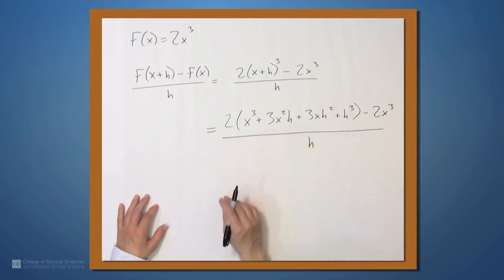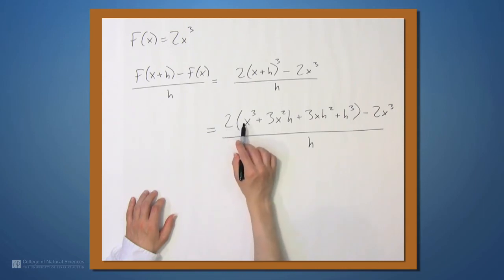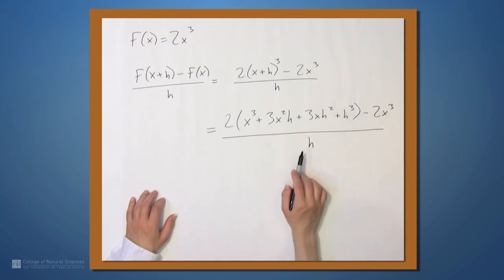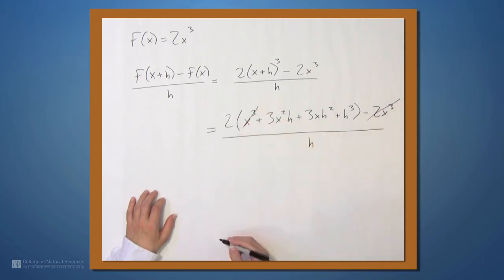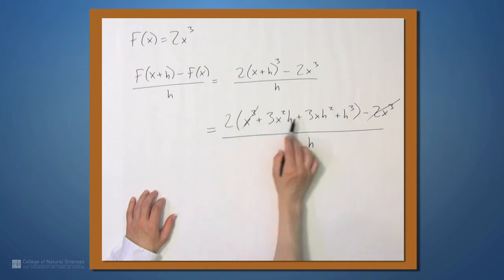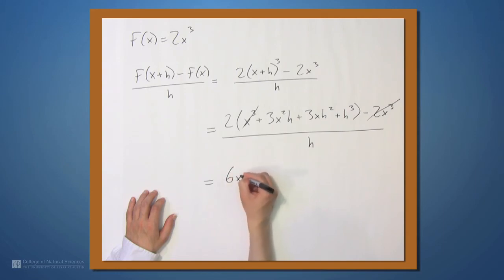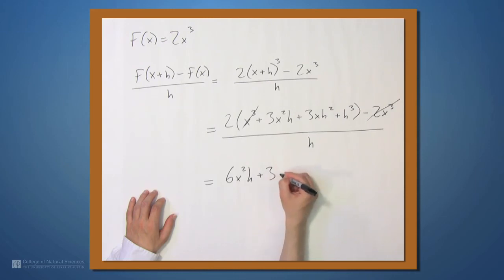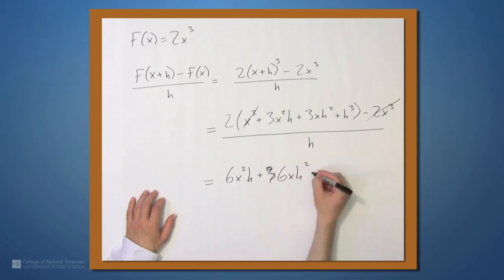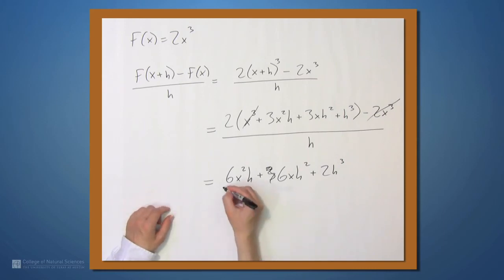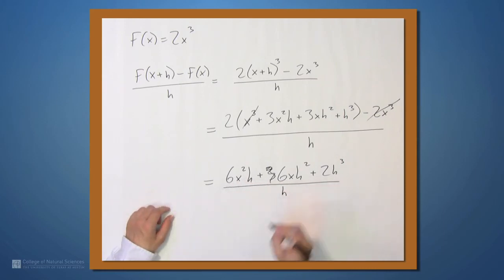Now we want to simplify the top. Well, if we multiply the 2 through, we end up with 2x cubed minus 2x cubed. So these cancel. And we're left with 2 times the remaining 3 terms. So this is now 6x squared h plus 6xh squared plus 2h cubed. And this thing still all over h.